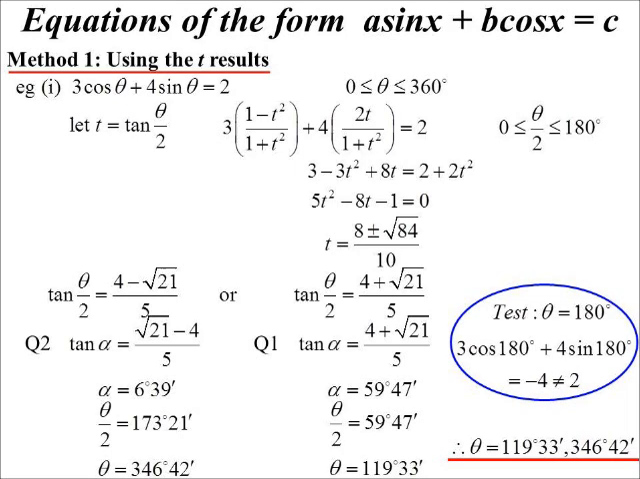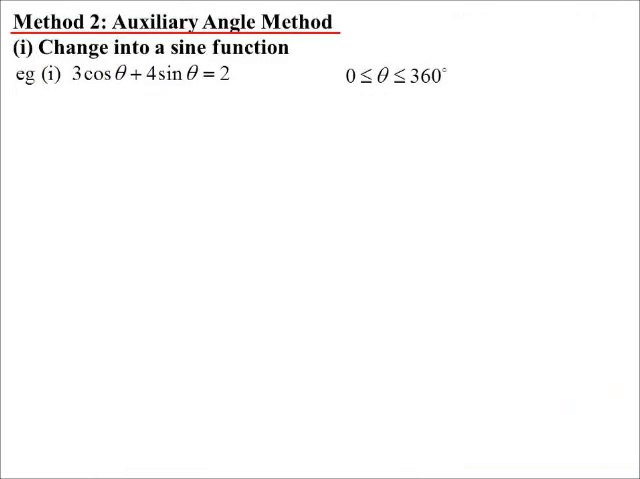Your initial reaction will be, no, I want to use the t results, because as I say, it'll go to a quadratic equation and you'll feel comfortable with that. But what we can do is what's called the auxiliary angle method. It allows me, when I have sine and cos, to change two trig functions into one trig function. I'm going to change it into a sine function. So there's 3 cos plus 4 sine.